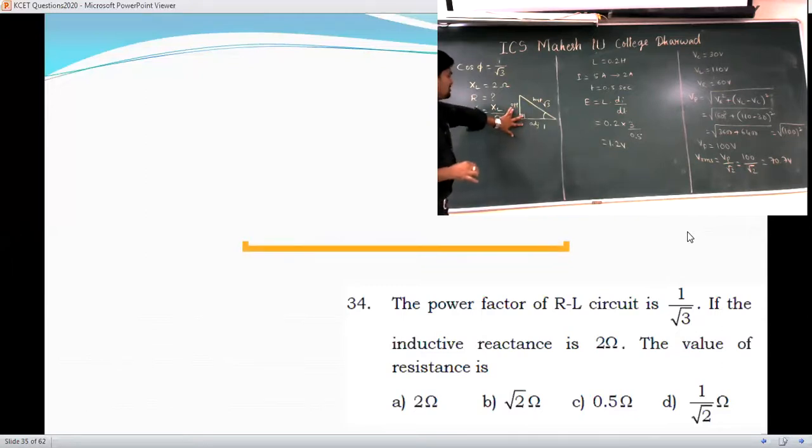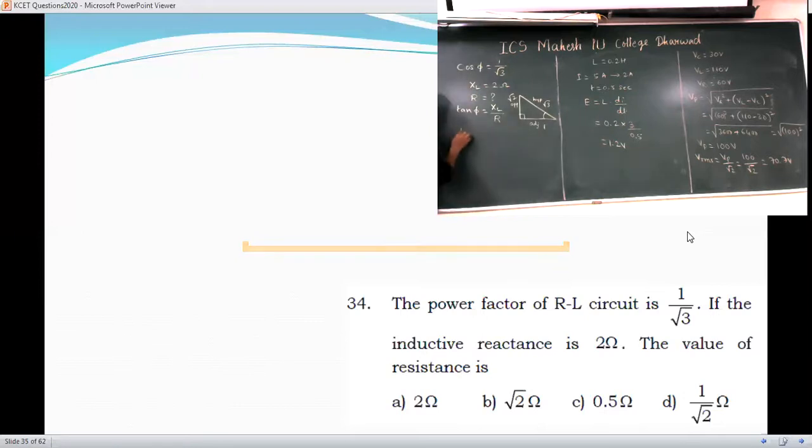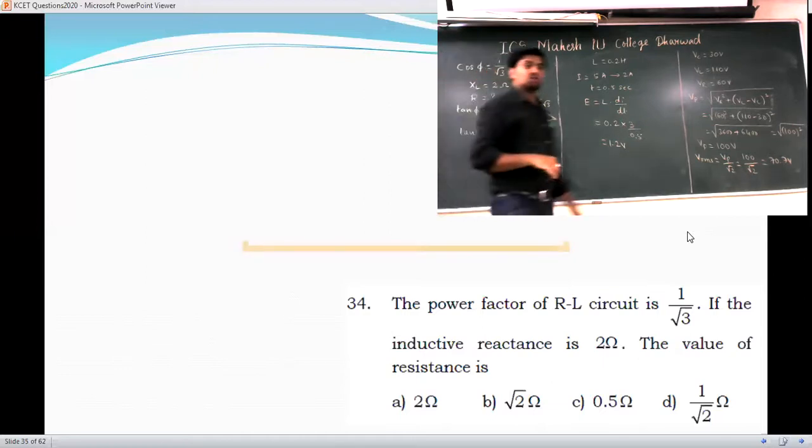If you want to calculate that, root 3 squared is equal to 1 square plus x square. So this is root 3 square, so it will be 3 equals 1 plus x squared. How much will you get here? x will be root 2. So what is tan phi? Tan phi is equal to root 2 by 1.